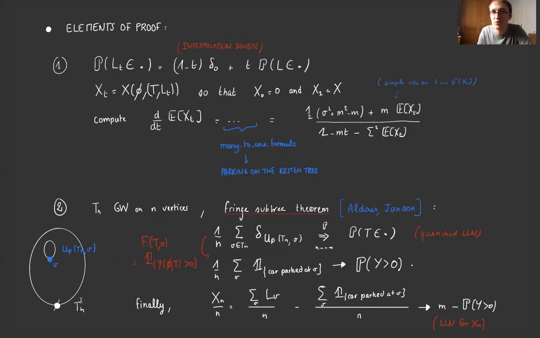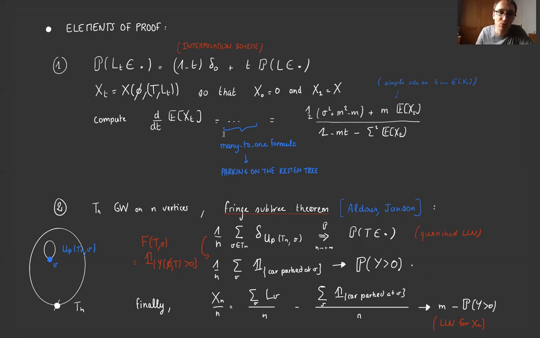Now, a quick element of proofs. First, for solving the conjecture, we use an interpolation scheme with a time parameter t varying between 0 and 1. At time 0, the car variable distribution L0 is the Dirac measure at 0, and at time 1, it is the original car variable distribution L. At time t, we call xt the flux, the number of cars that do not manage to park on the tree, at the root. And x0 is 0, whereas x1 is x, our quantity of interest.